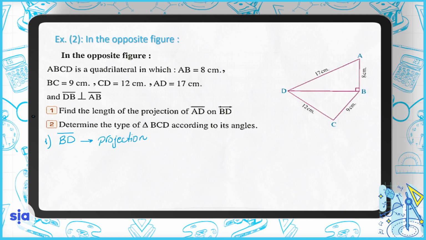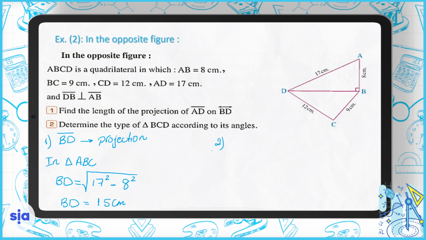But the question here does not want you to find the projection, but the length of the projection. As you can see, in the right triangle ABD, BD equals the square root of the hypotenuse, which is 17 squared, that is AD, minus the other leg, which is AB, which is 8 squared. So if you do your calculations, BD equals 15 centimeters.